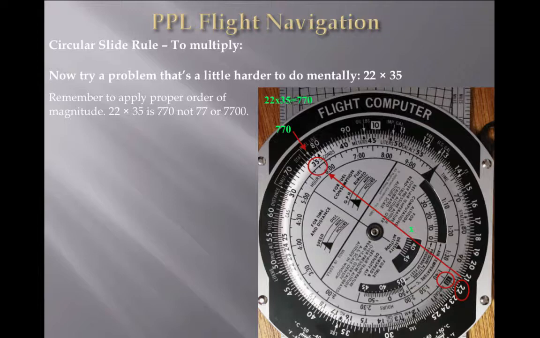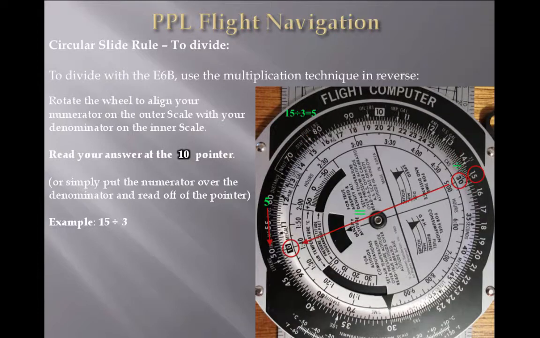Now it gives us 77, but we know that the answer isn't 77 because 22 by 35 has got to be in the hundreds. So again, we can roughly expect sub 1,000. So 770 is our answer. So not in the thousands, not in the tens. This is the kind of arithmetic that we need to be able to do. So we've got some practice stuff that we can do later on.